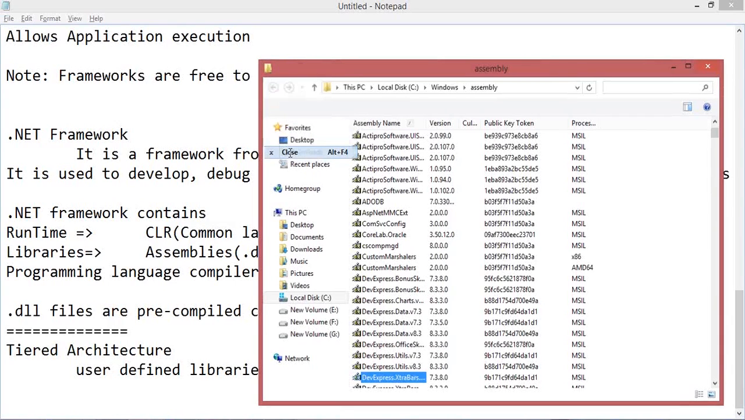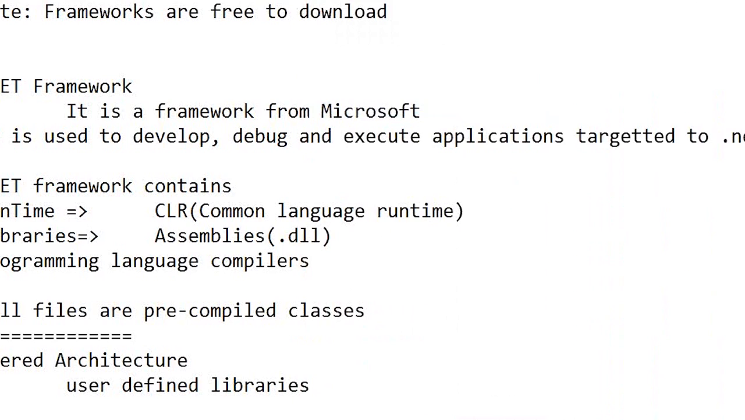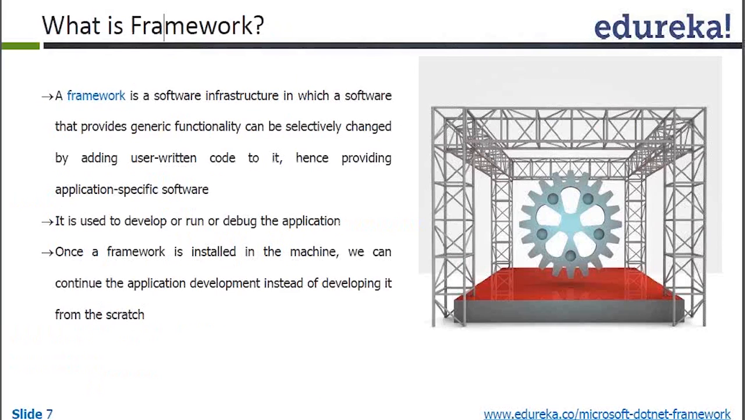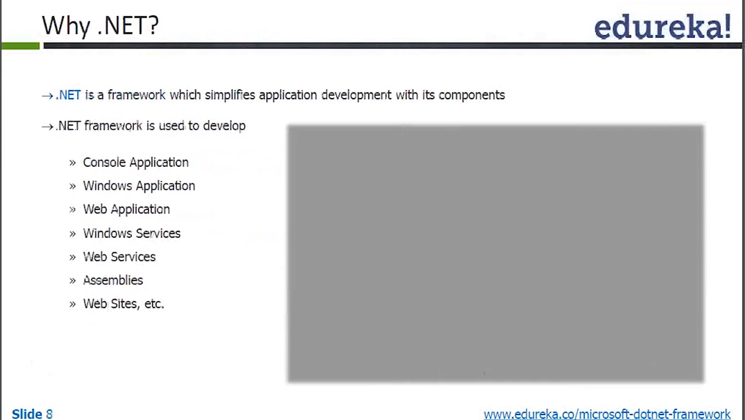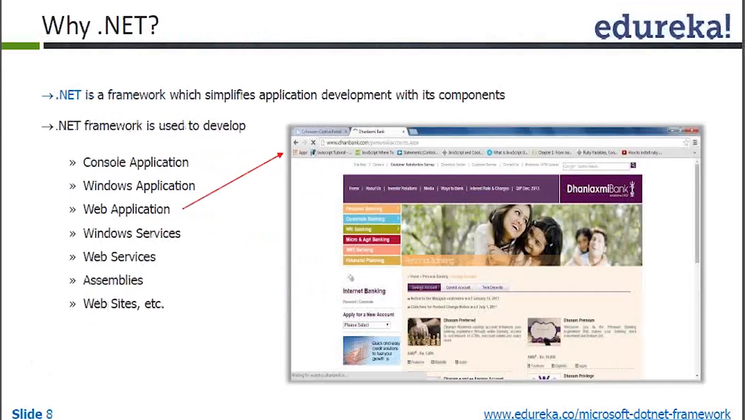So, coming to the continuation, we understand what is a framework and what is the .NET framework. Let's come to the next one. Here, everybody will have different doubts. If a question arises, why do I need to learn .NET when there are many programming languages in the market? Why do we need to select C#?